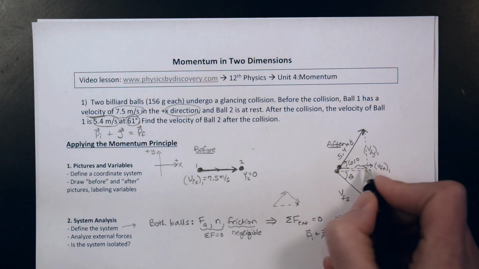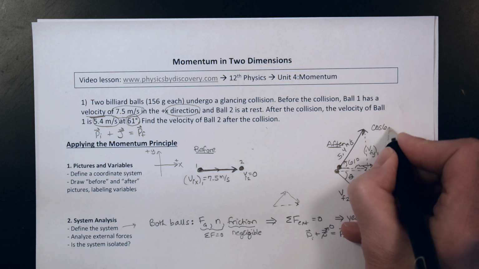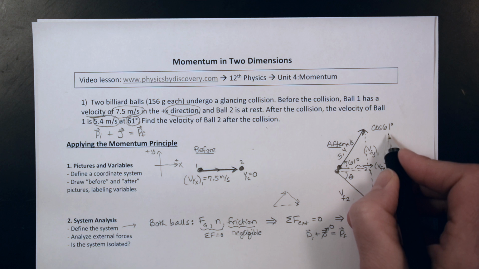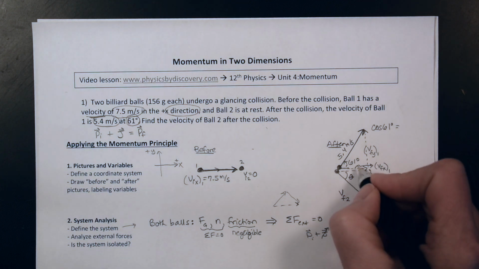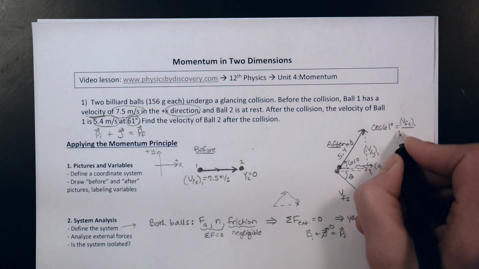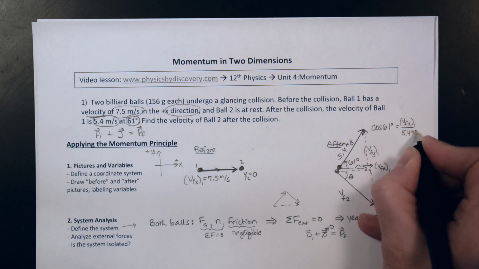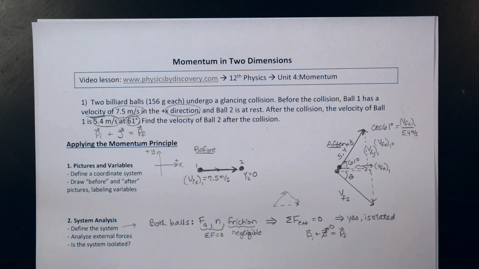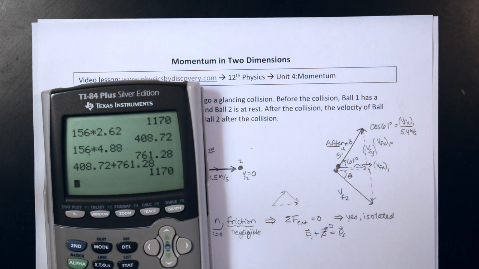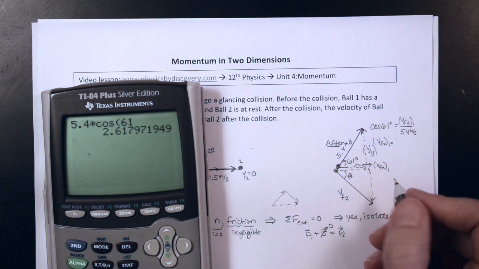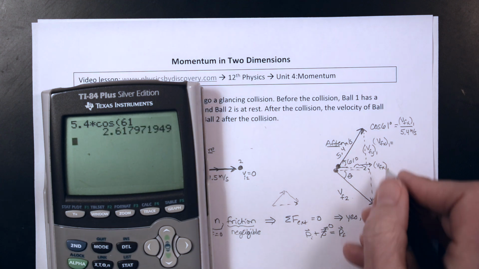Okay, so the cosine of 61 degrees will give me this component, because cosine is adjacent over hypotenuse. So the adjacent side is V_fx1 over the hypotenuse, which is 5.4 meters per second. So V_fx1 equals 5.4 times cosine of 61, which is 2.62 meters per second.